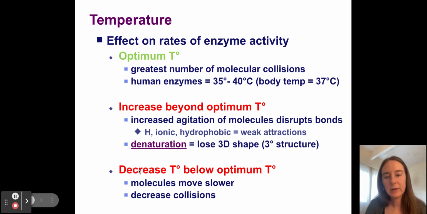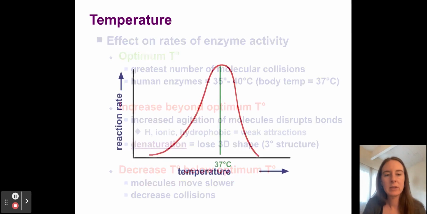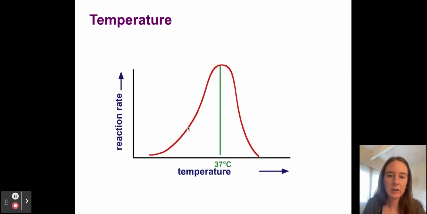Now, what happens if you decrease the temperature below the optimum temperature? Well, the molecules are going to move too slow. Now your substrate and your enzyme are not going to have as many collisions. And so that's why a reaction can still occur at this rate. Notice that at this temperature here, there's still some enzyme activity, but it's just happening slower because the substrates aren't bumping into the enzyme as fast.